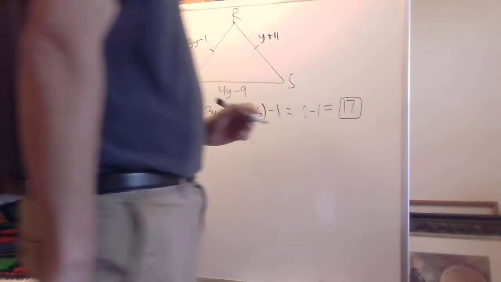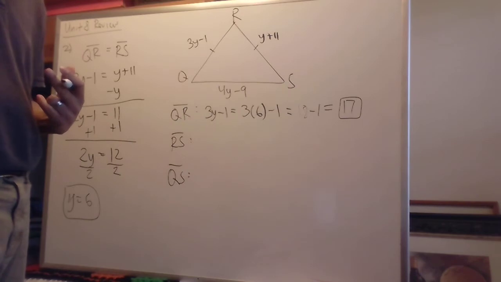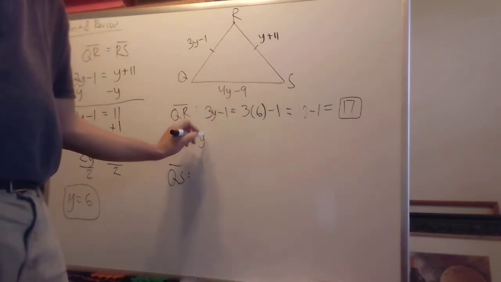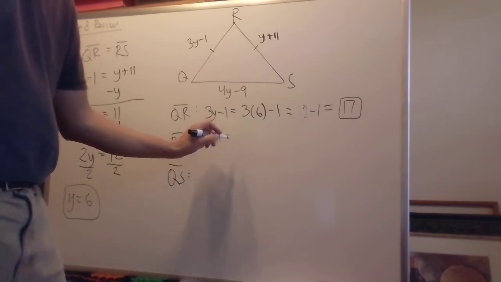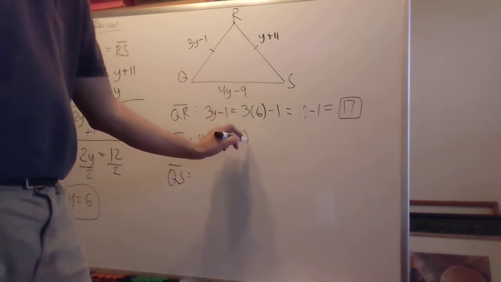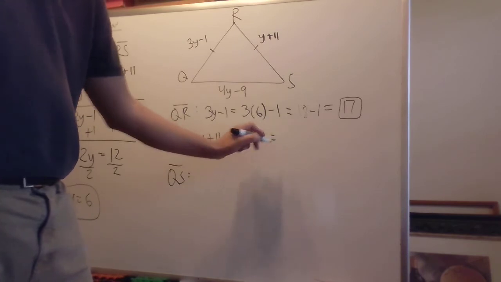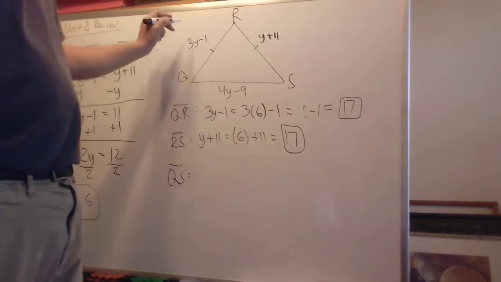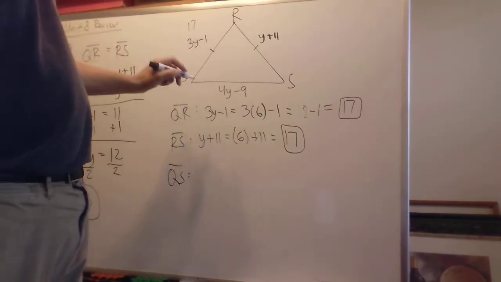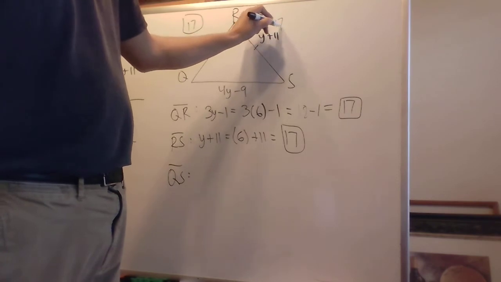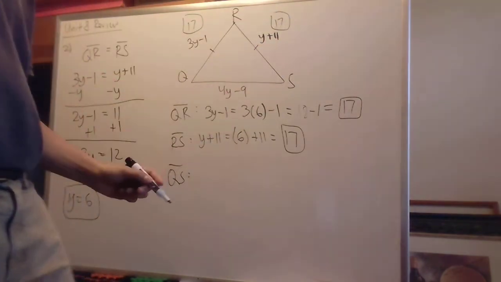All right. We're going to do the same thing for the other two sides. So we have y plus 11 equals RS. We're going to plug in 6 for y and add 11 to that, so it's going to be 17. So we know that QR is 17 and side RS is 17. Now we need to find QS.